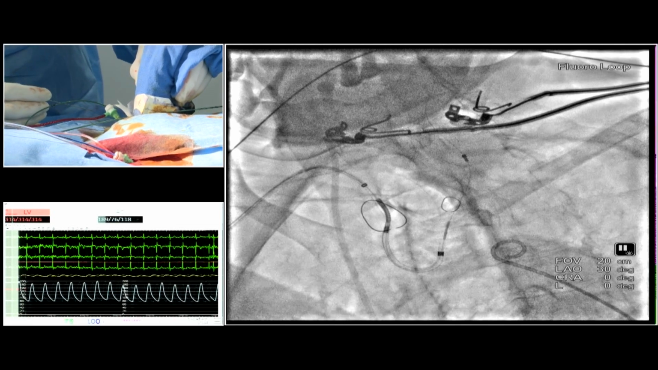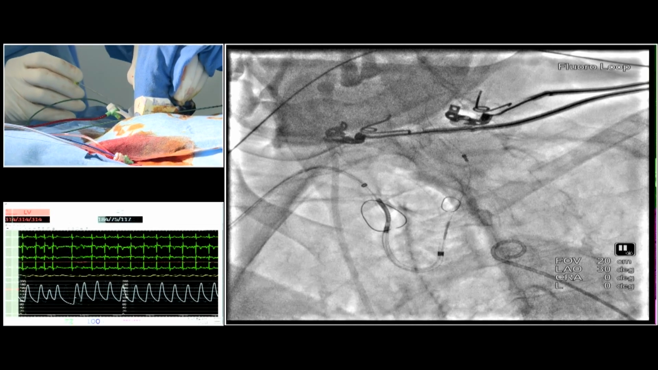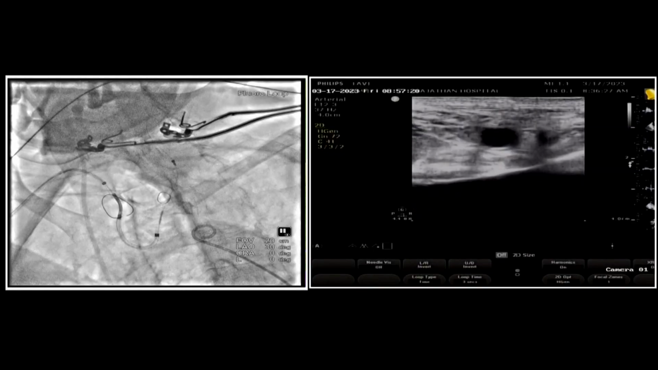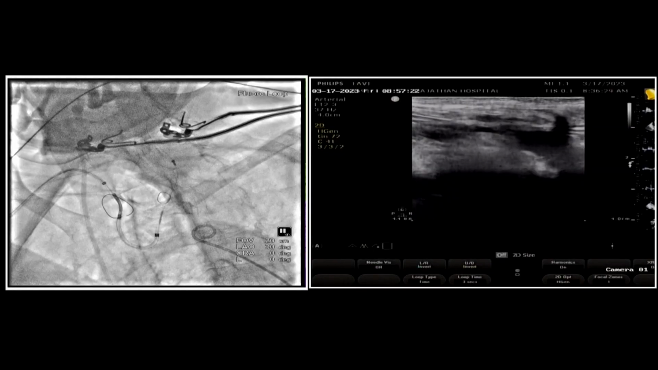Ravindra. Can you hear me, Ravindra? Good morning, sir. How are you? I can hear you very well. Can we have ultrasound on the screen, please? Very well. I presume that the coronary anatomy was okay.